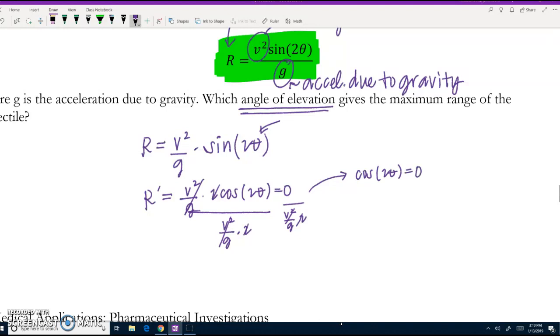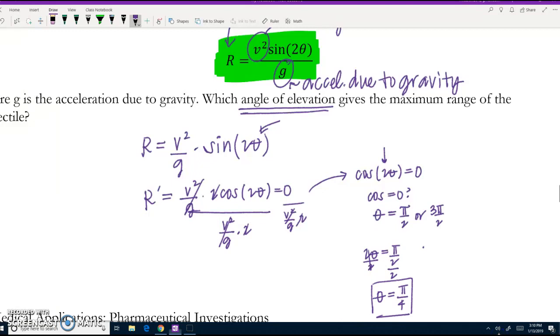So from there, what I want to consider is really just asking the question, where is cosine equal to 0? And we know pretty well from our unit circle that that occurs when theta is pi over 2 or 3 pi over 2. So because we have this 2 out in front in the expression, if we have 2 theta equal to pi over 2, we're just going to divide by 2 on both sides. And our theta is going to be pi over 4.